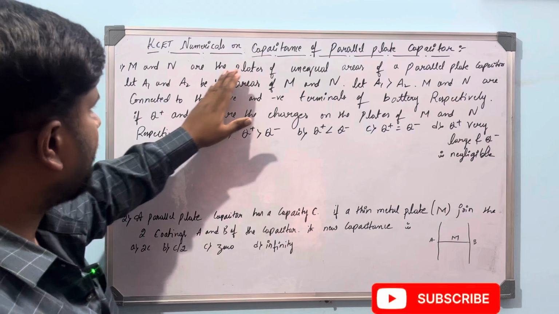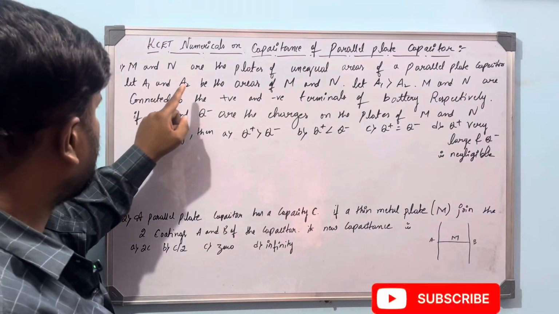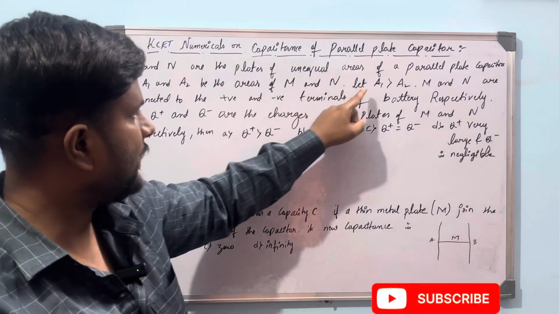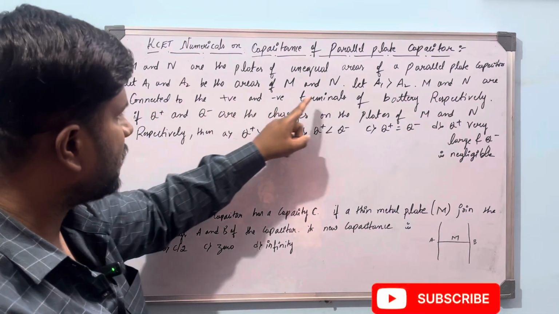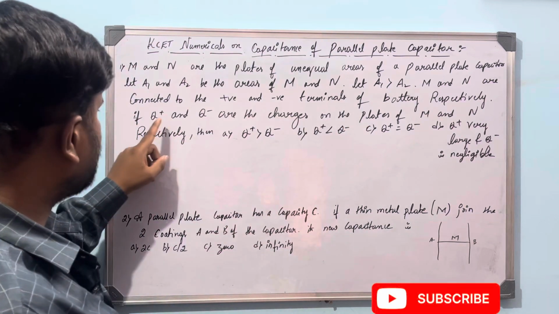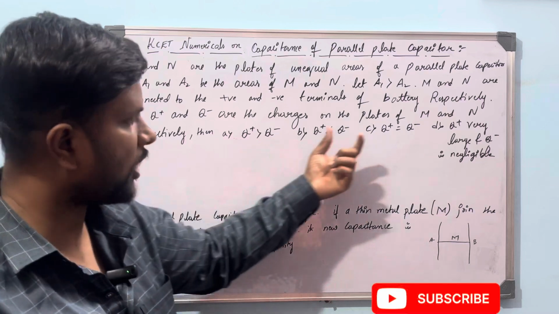M and N are the plates of unequal areas of a parallel plate capacitor. Let A1 and A2 be the areas of M and N. Let A1 be greater than A2. M and N are connected to the positive and negative terminals of the battery respectively. If Q plus and Q minus are the charges on the plates of M and N respectively, then what is the charge value?